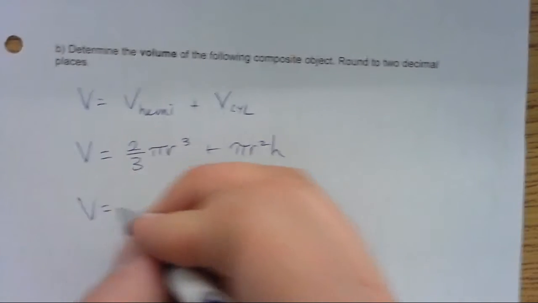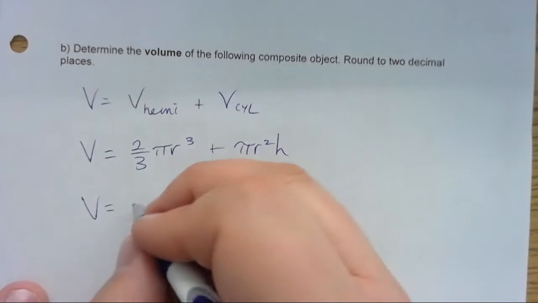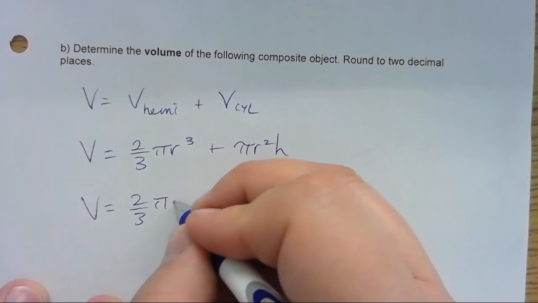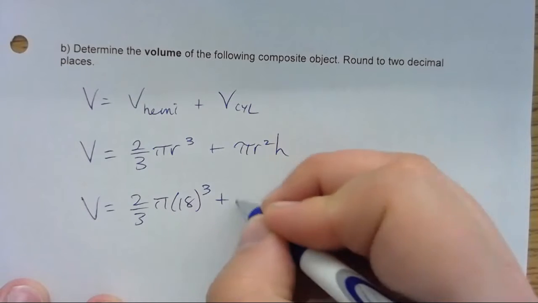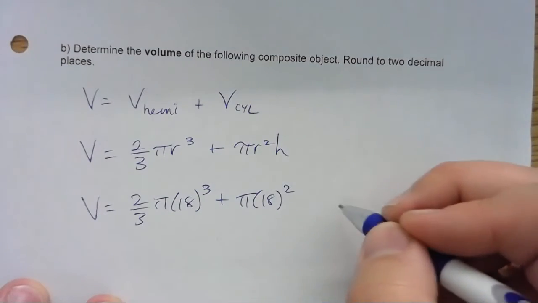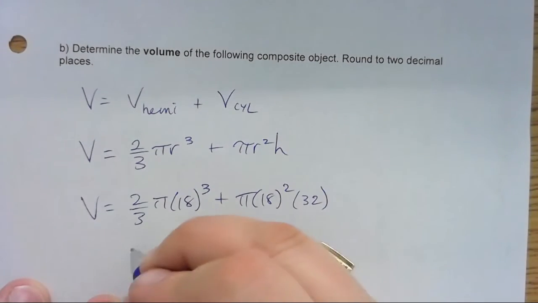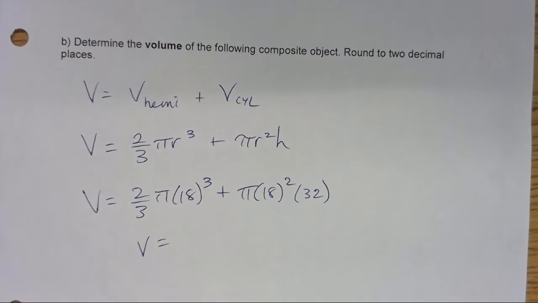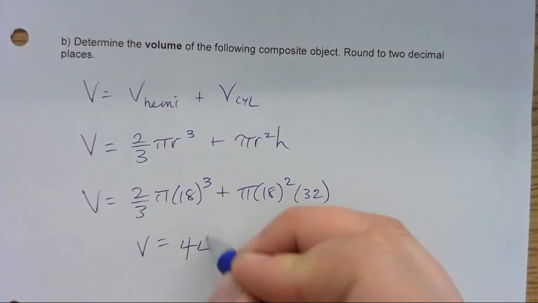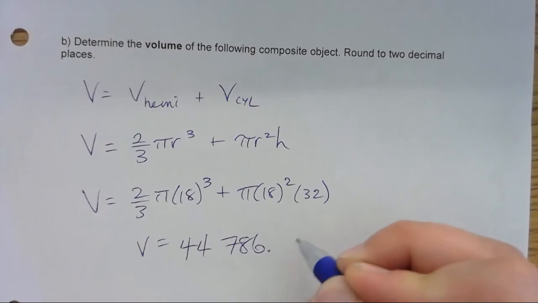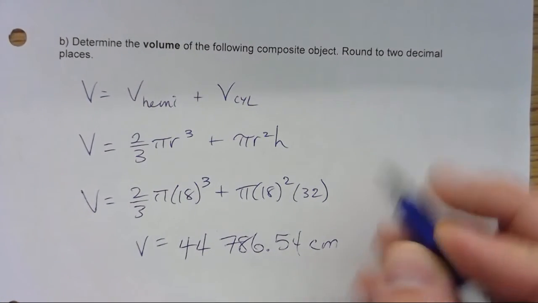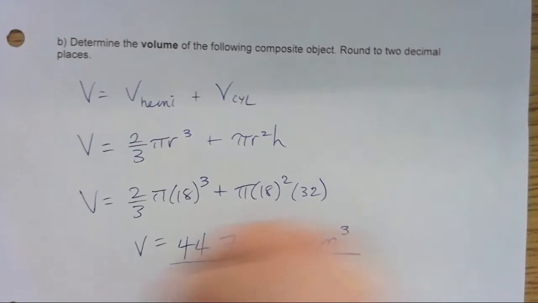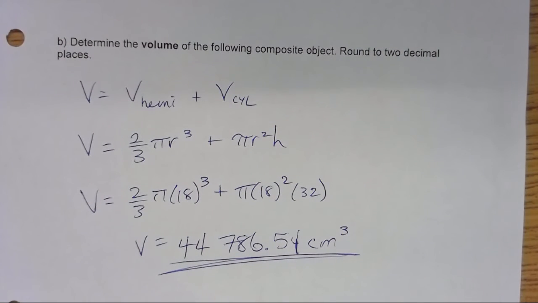All right, we're ready for numbers. 2/3 pi. Radius was 18. Pi, radius is 18, and my height was 32. No easy simplifications there, so I'll just let the calculator do the walking here. I end up with 14,256 pi's, which as a decimal is 44,786.54 centimeters cubed. Oh, my pen's dying. And that's it for composites, volume, and surface area.